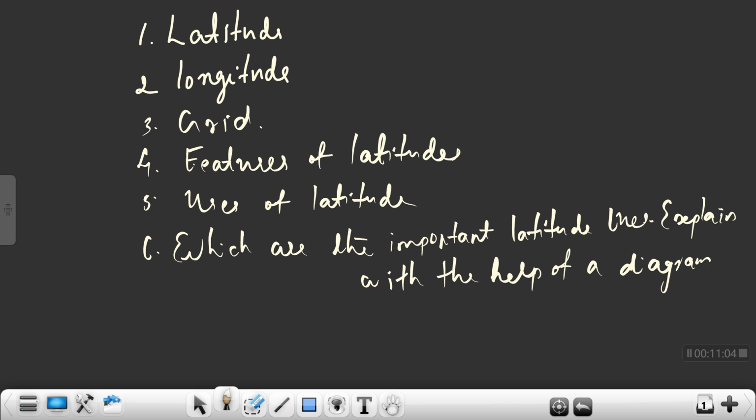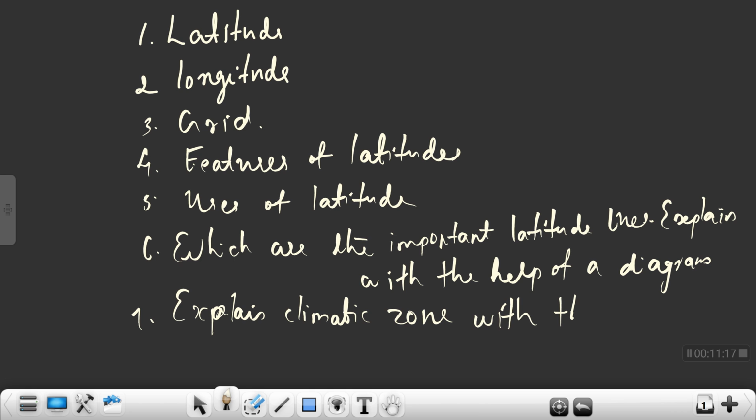And the last question. Explain the climatic zones with the help of a diagram.